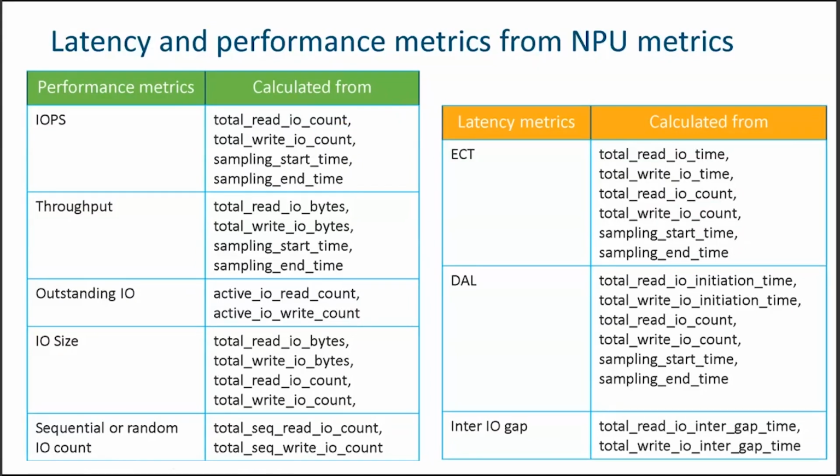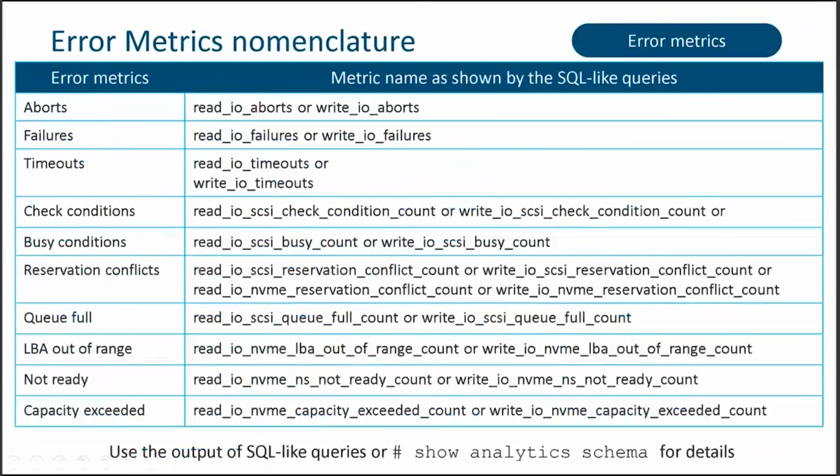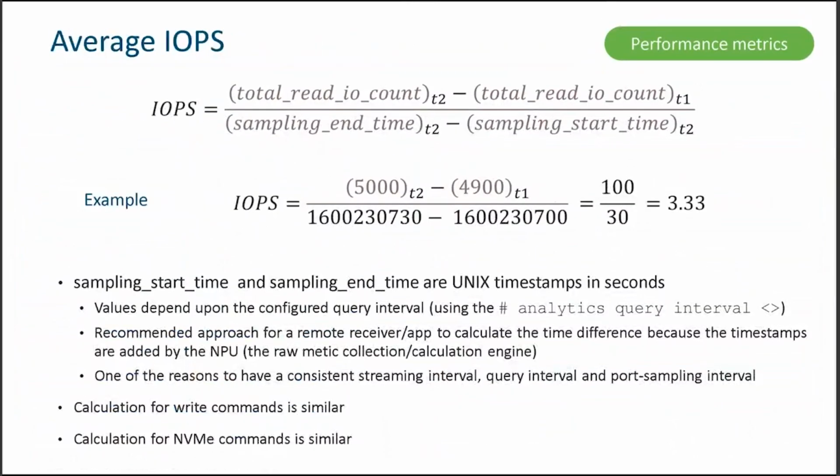And how do we calculate IOPS from it? We do exactly the same thing I just showed you. Here is an example. Let's say at t2 I have the value of 5,000, and at t1 I have the value of 4,900. I take the difference, which comes out to be 100. Then I have these two big crazy numbers, and by a matter of chance, the difference is 30. This becomes my IOPS: 100 by 30.